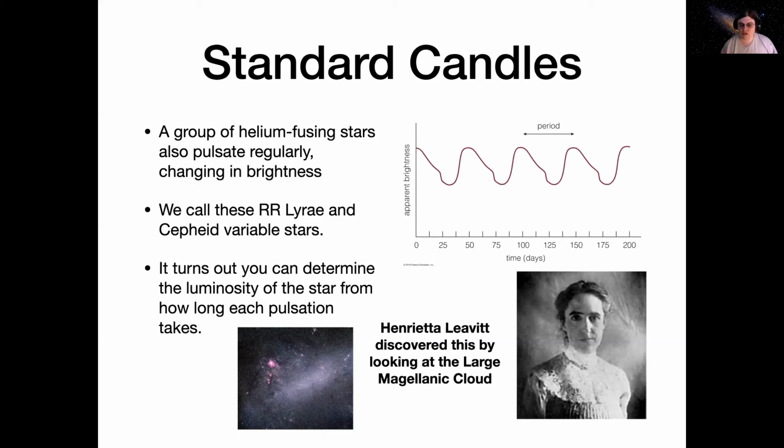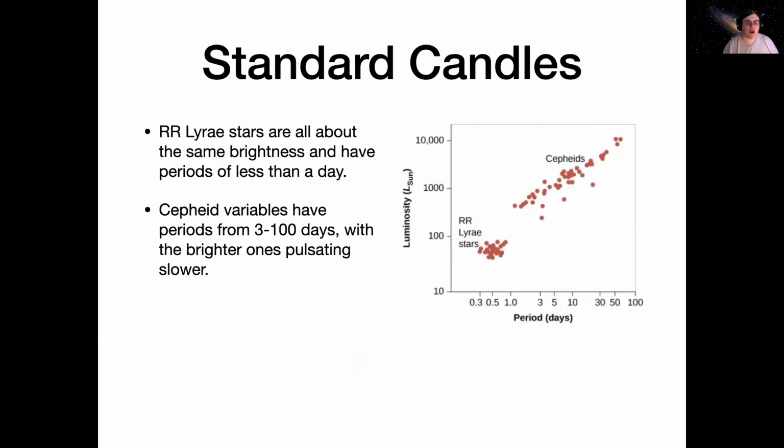So she reasoned that if we can find some nearby examples, ones that are close enough to use parallax or another method to get their distances, then if we find one that's in a cluster too far away to use parallax, or in the LMC, we can use that to get a distance to that cluster or galaxy. So RR Lyrae stars, they all have about the same brightness.